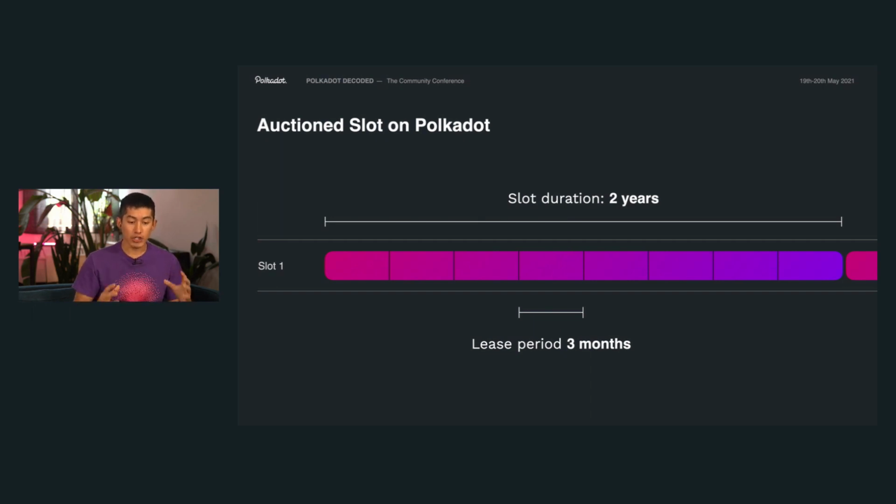Auctions on Polkadot are basically auctions for a parachain slot. Each of these slots will be 2 years in length, and they're broken up into 8 pieces called lease periods. Each of these lease periods will be 3 months long. This means in an auction, you can have up to 8 winners. You can imagine that every single winner gets a different section of this 2-year period. Or you can have a situation where a really good bid bids for all of the lease periods, and then one parachain gets the entire 2-year slot. But basically, every auction provides 2 years of availability on Polkadot for you to bid for.